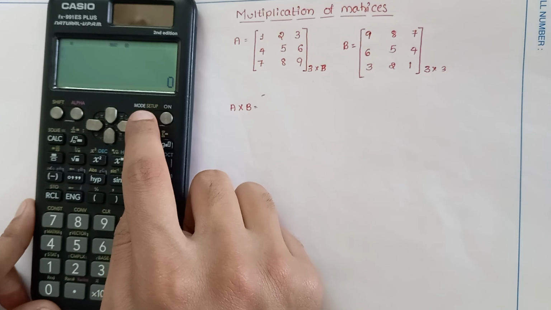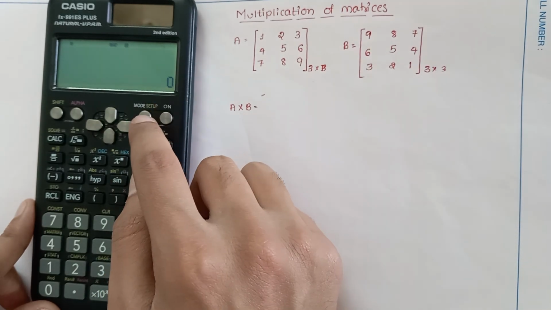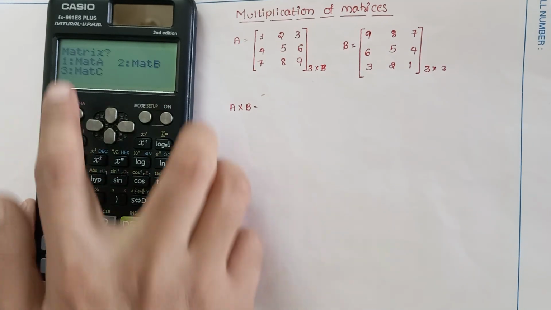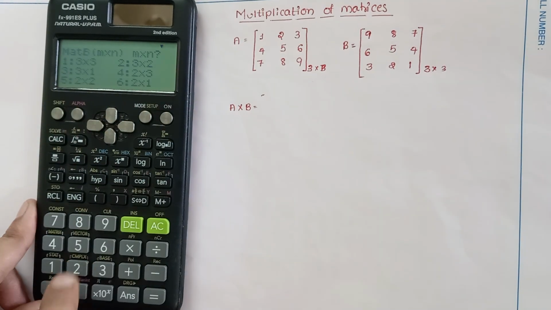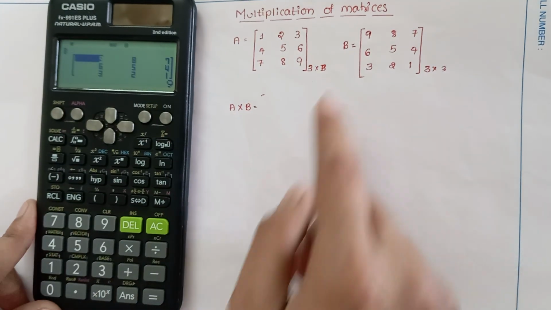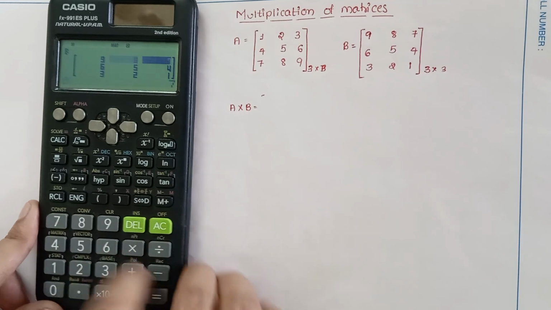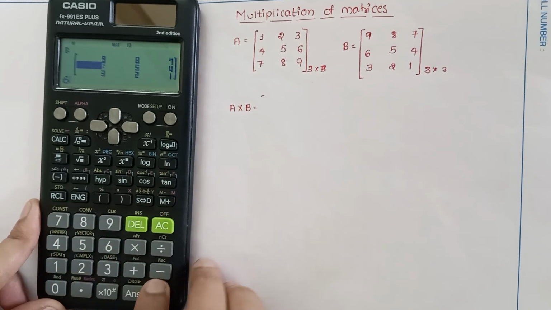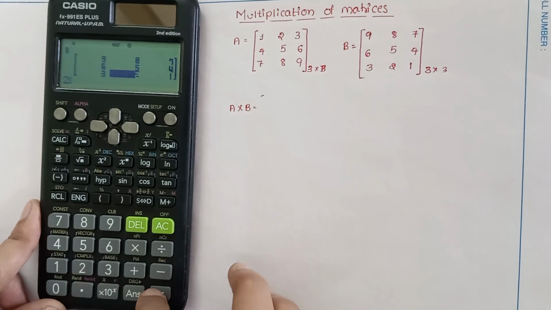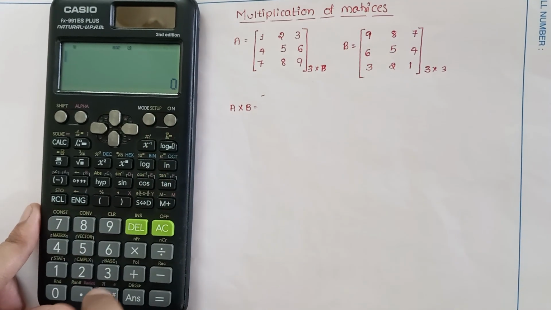Now in the same process, give the input values of B matrix to the calculator. Press on mode button. 6 matrix option. Click 2 for mat B. Order of matrix is 3 into 3. So click 1. Input the values of B 9, 8, 7, 6, 5, 4, 3, 2, 1. So matrix B is also stored.